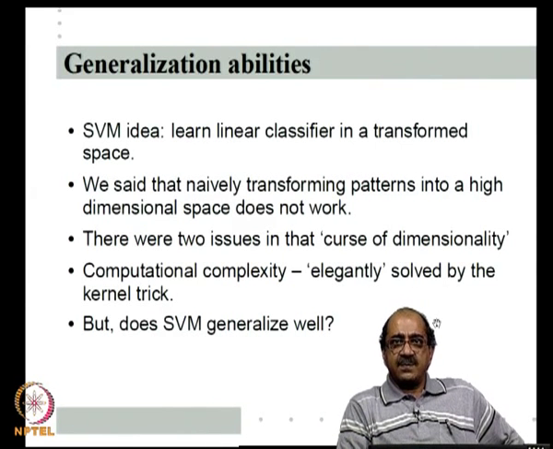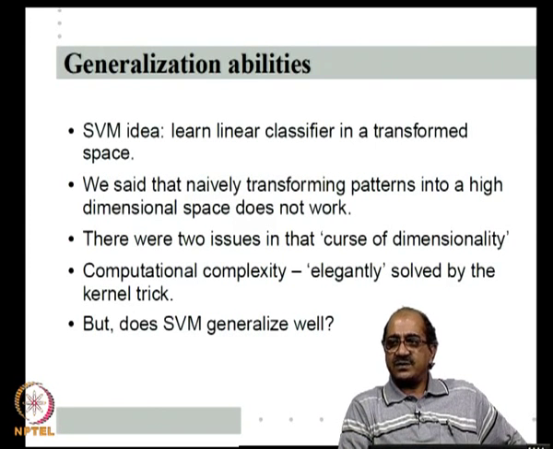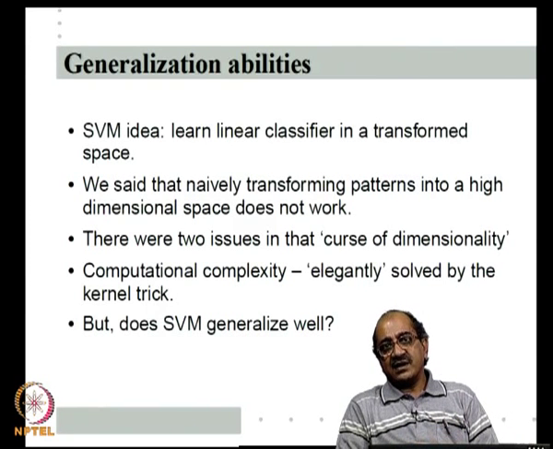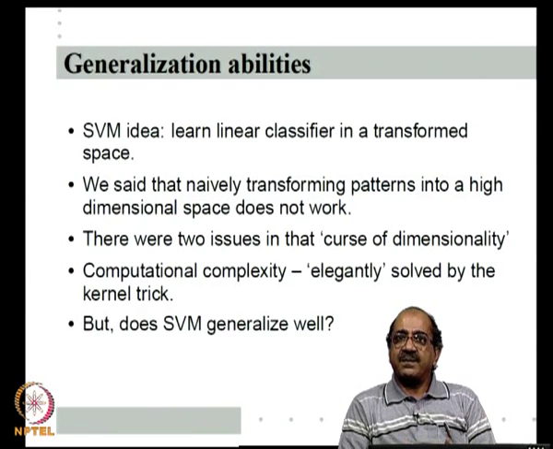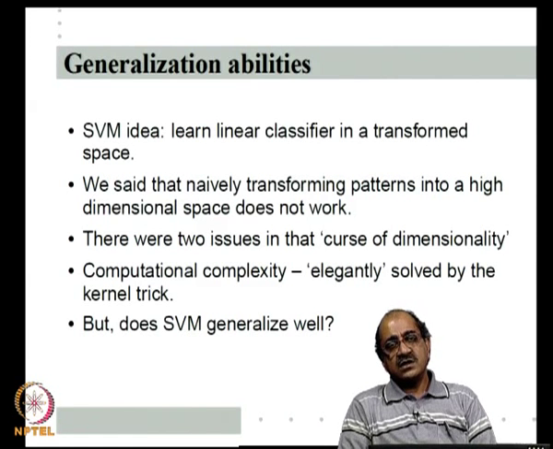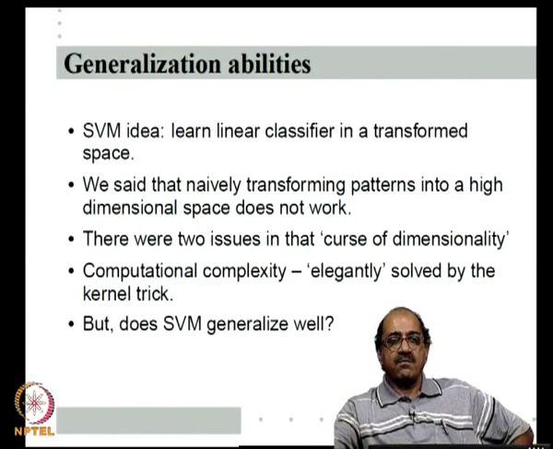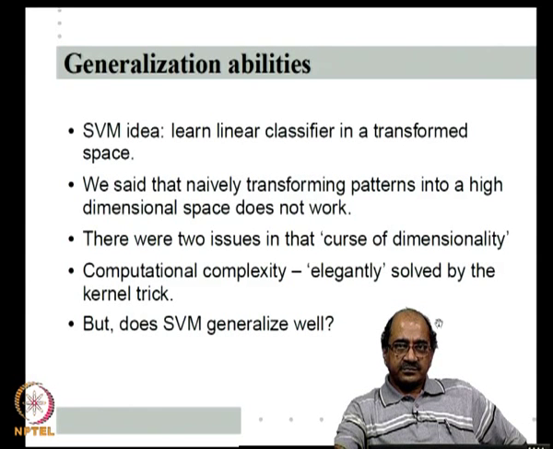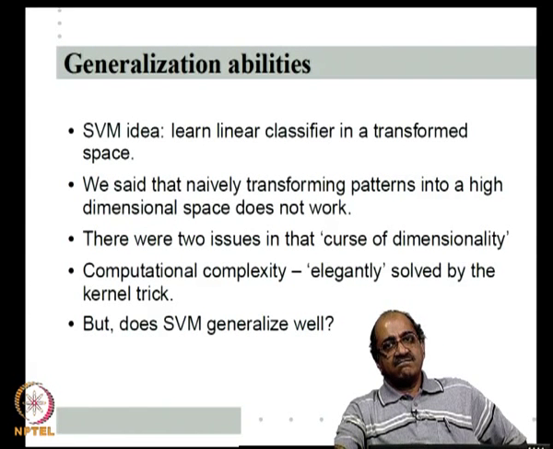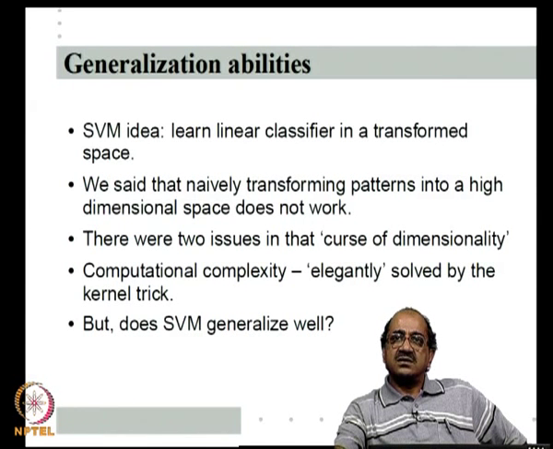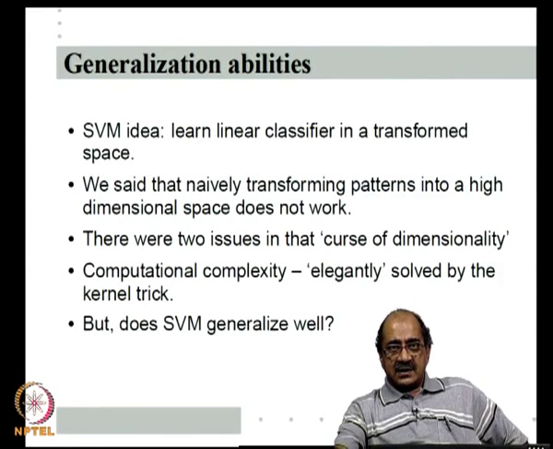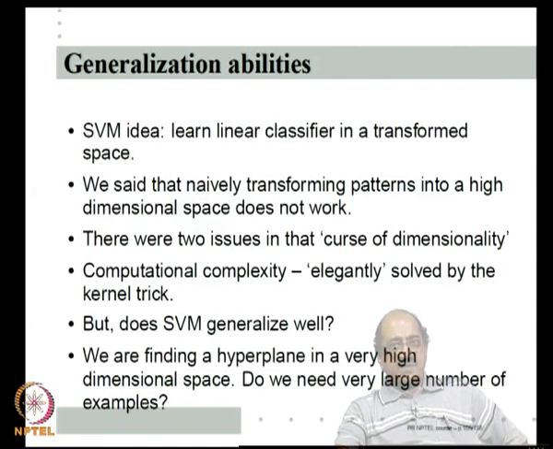There is the second issue in the curse of dimensionality: does it generalize well? For all my cleverness, I am still learning a hyperplane classifier in 10,000 dimensional space. So, it should have a VC dimension of 10,000, and hence how can I get around needing something like 10 times 10,000 examples, so to say? Because you are finding a hyperplane in a very high dimensional space, do we need a correspondingly larger number of examples to get good generalization?